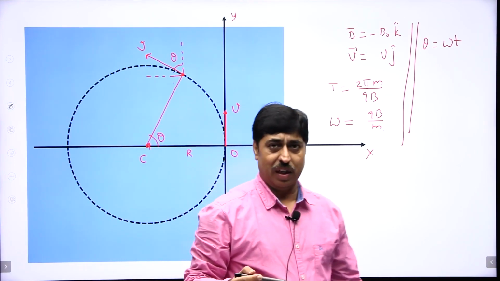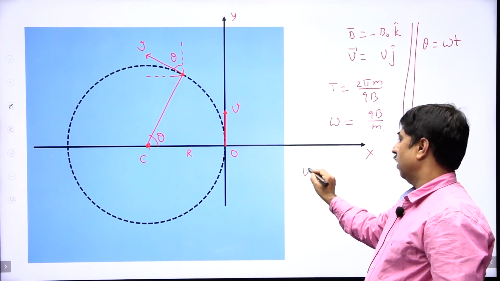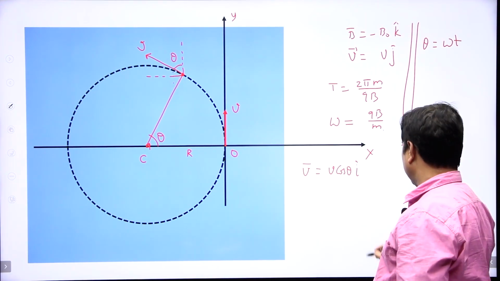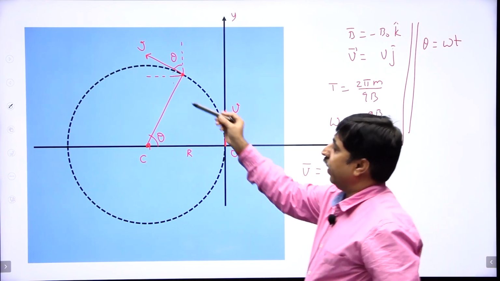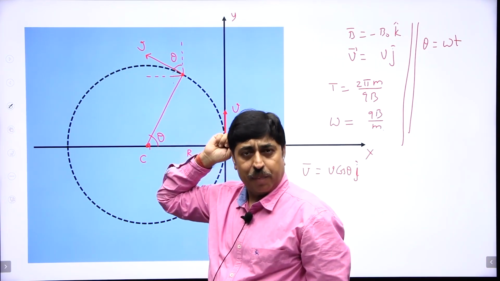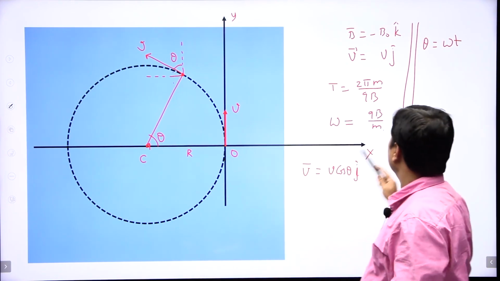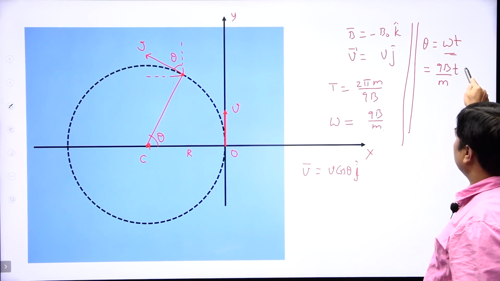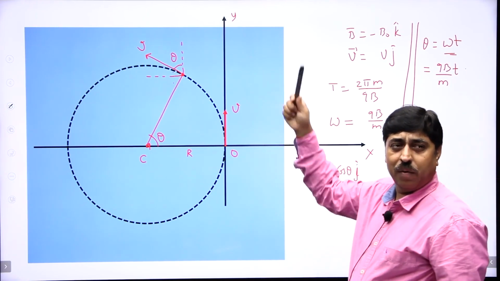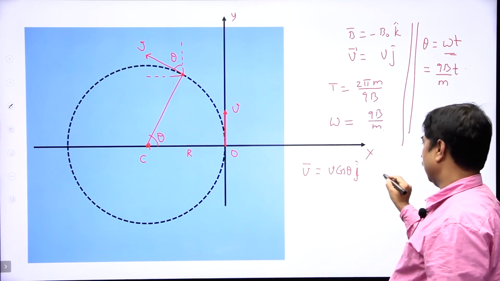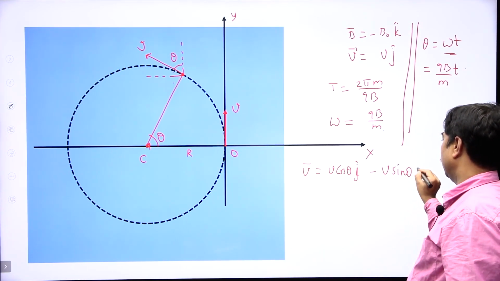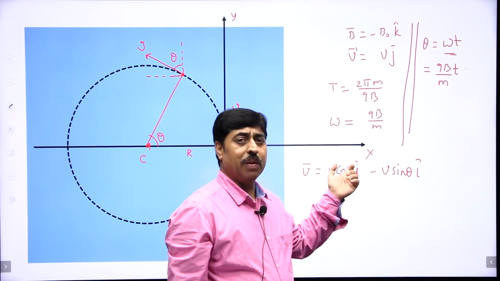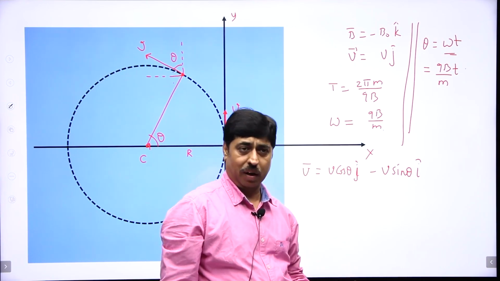So, we can write velocity as v cos theta j cap. Sorry, v cos theta is the y component, v cos theta j cap. So, in place of theta, we will basically write omega t. Omega is qB by m. So, in place of theta, we should write this. The y component of velocity is this, and the x component of velocity is minus v sin theta i cap. So, this is how you can write velocity as a function of time. This is velocity as a function of time only, because theta is dependent on time.